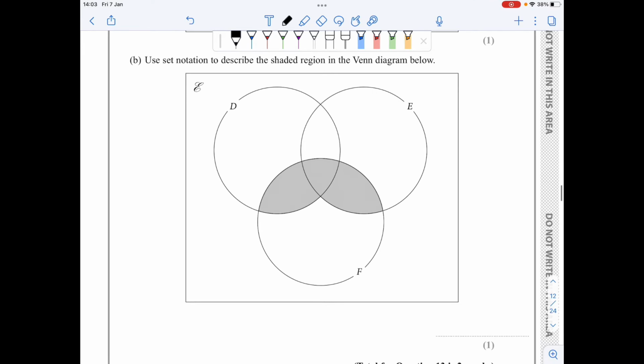For part B, I need to describe the shaded region. Note that this is the intersection of the union of D and E and the set F, so it's D union E intersection F.